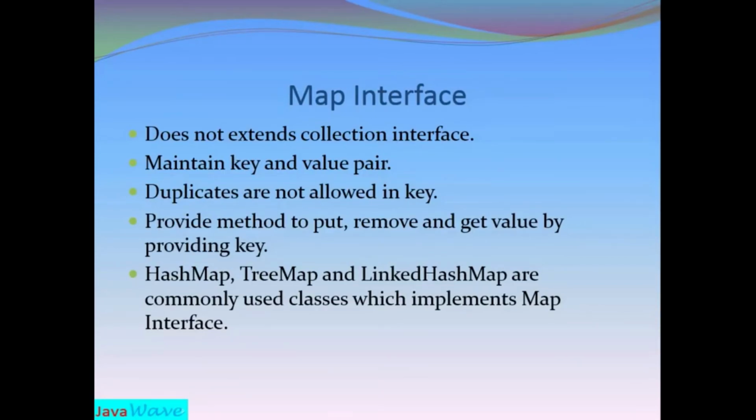That's the reason duplicates are not allowed for keys. The Map interface provides methods to put, remove, and get a value by providing the key. HashMap, TreeMap, and LinkedHashMap are some commonly used classes which implement the Map interface. So as we saw, all the main interfaces of the collection framework: Iterator, Set, List and Map interface.